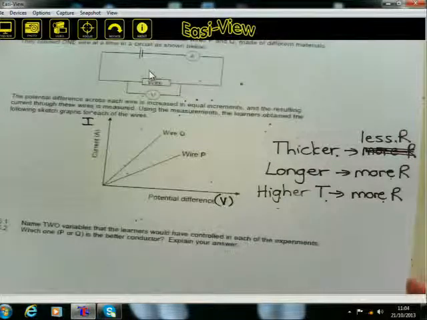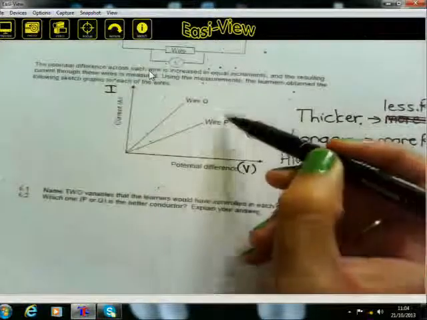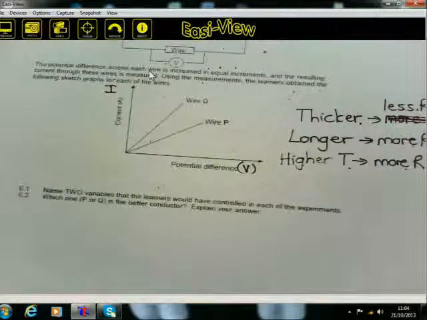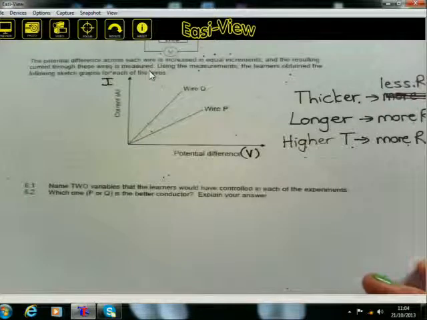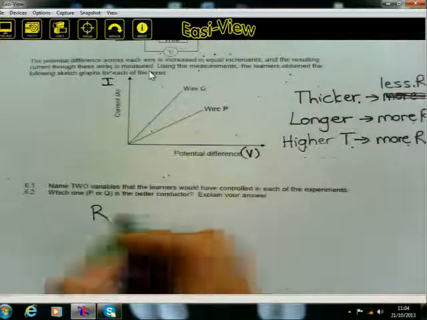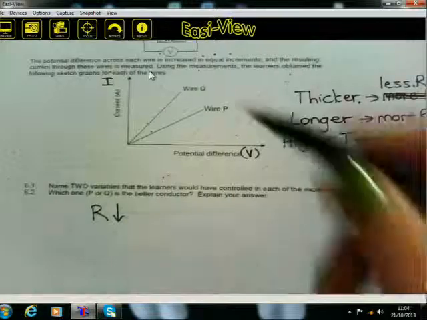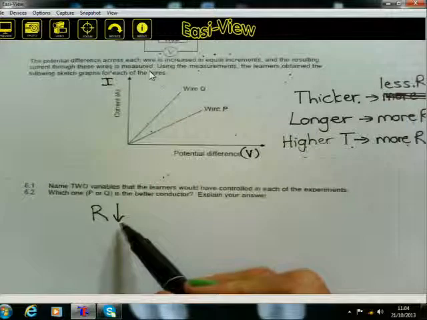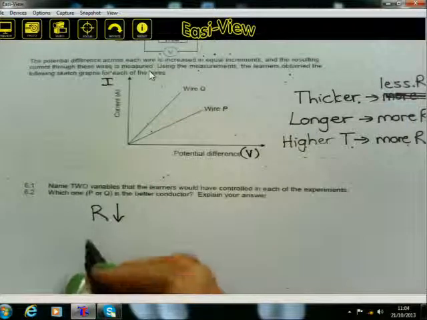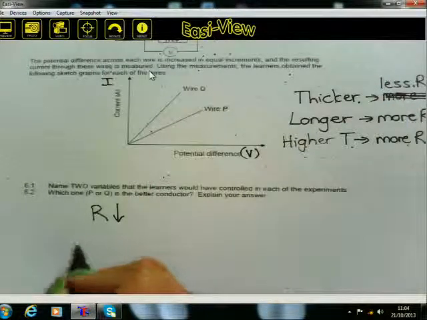Now in the second question, they ask of us, which one, P or Q, is the better conductor? Explain your answer. Now first we must decide, when is something a better conductor than something else? When the resistance is lower. So we want one of these two with a lower resistance. Which one of these two wires, Q or P, has a lower resistance than the other? So let's go and see. And the answer is again in Ohm's law.